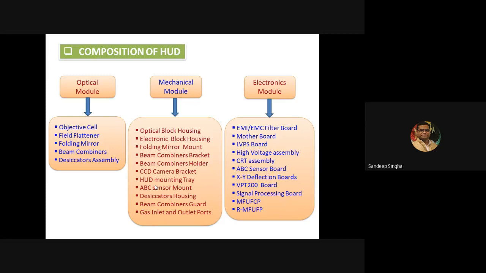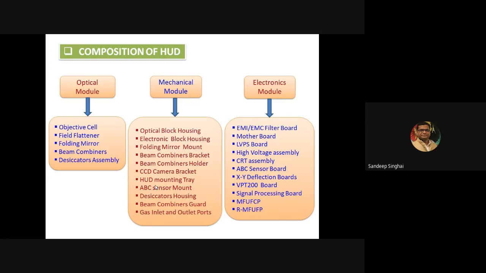Then we have a motherboard which basically manages power, a low voltage power supply board, since the aircraft usually gives you 28 volt DC. So you have to convert all these voltages for ICs, for controllers, for DC to DC converters, whatever requirement they have. Then we have a high voltage assembly since our current electronics module consists of a CRT. The brightness which is required from a head-up display is catered to by CRTs only as on date. So CRT is used, and that CRT requires high voltages which are catered to by a high voltage assembly.